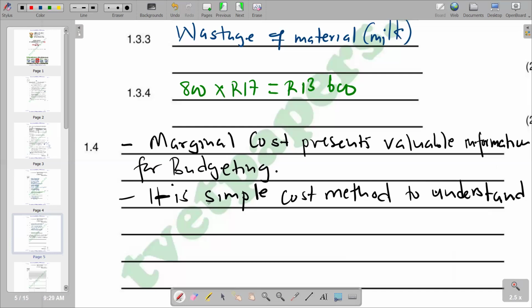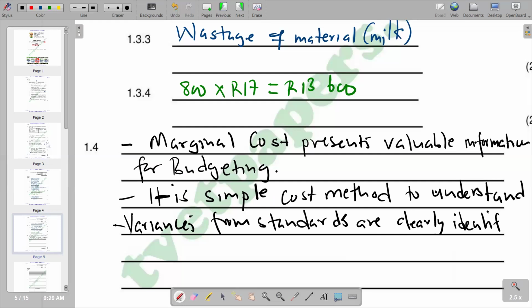And the next advantage is that variances from standards are clearly identifiable. Remember, a variance is going to be different from one level of production to the other level of production. So the variances from standards will be clearly identified. So go to the next point.